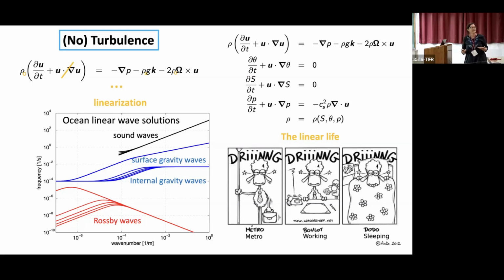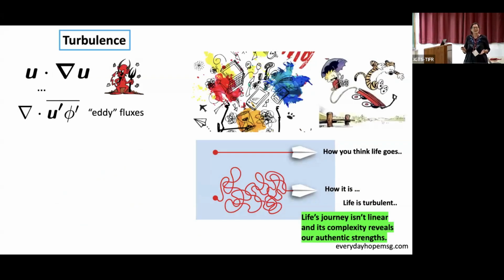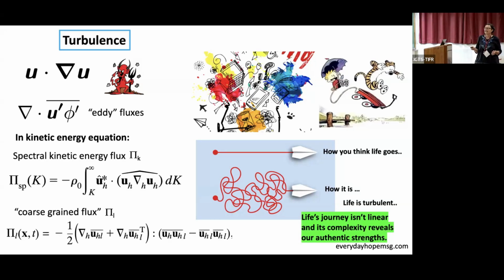So in the linear world, those waves exist next to each other, and they would have quite a boring life without ever really knowing about each other. Life gets more interesting when this little devil, the advection terms, comes into play. In a Reynolds decomposition, of course, you get your eddy fluxes. And if you then look at the kinetic energy equations, you arrive from this advection term at the spectral kinetic energy fluxes. This would be in spectral space.